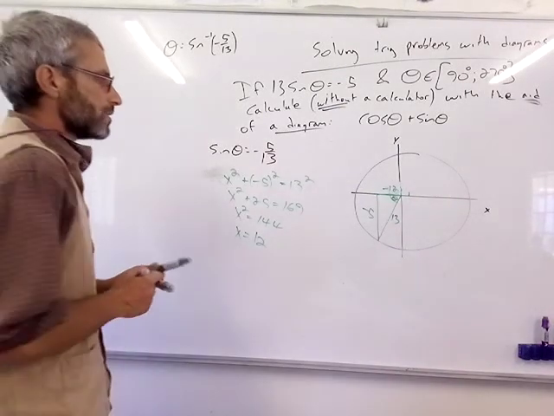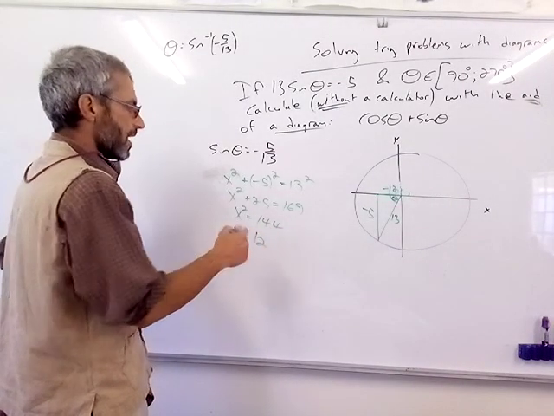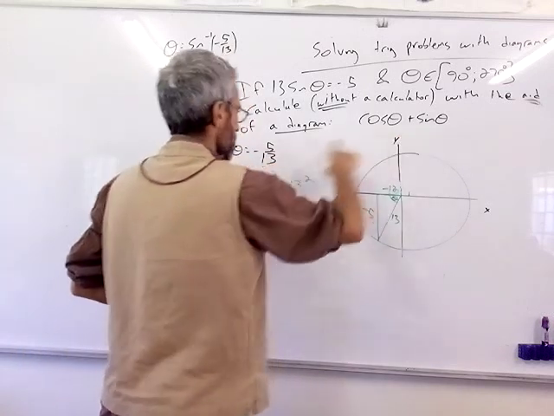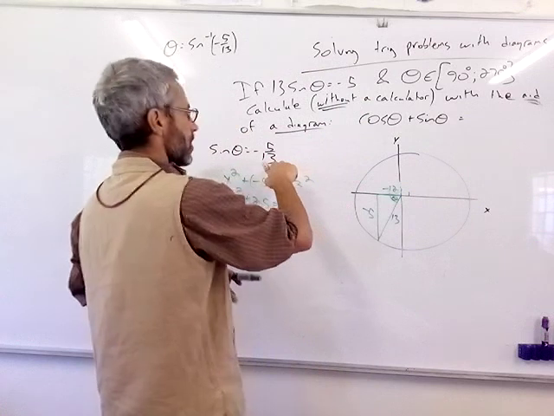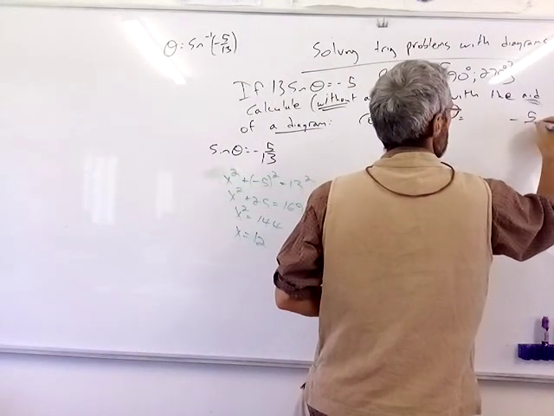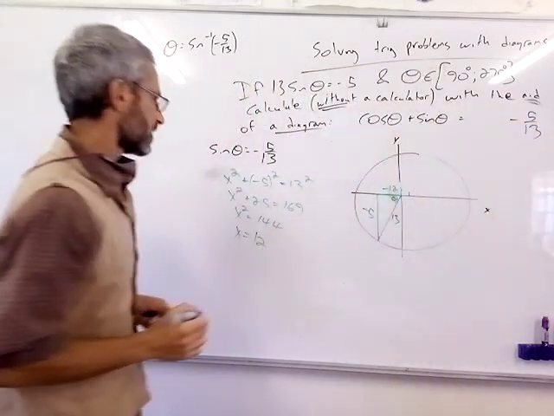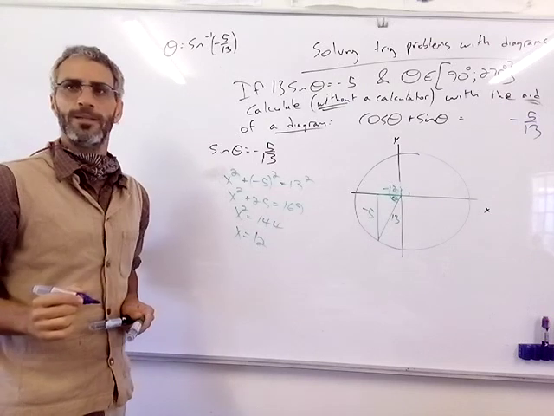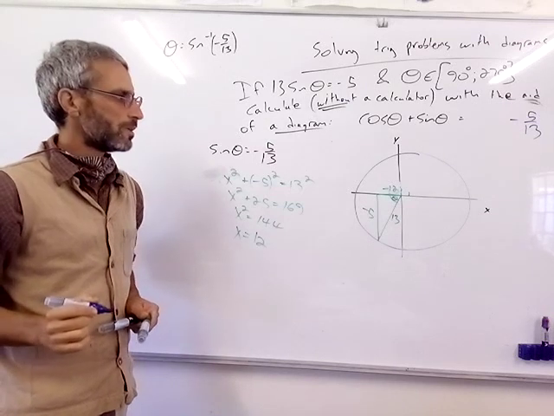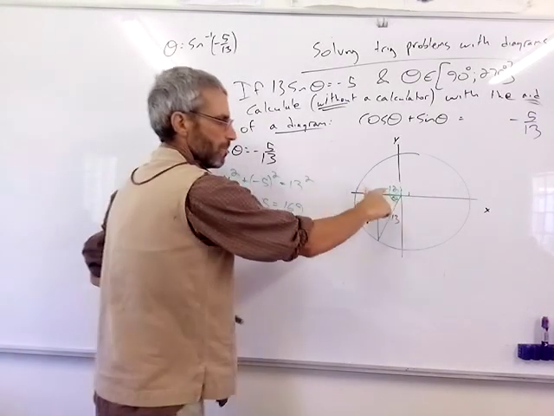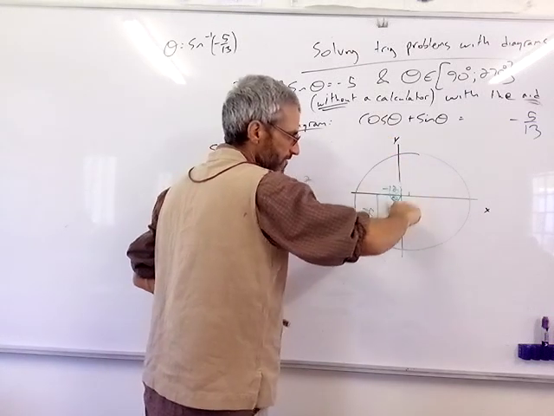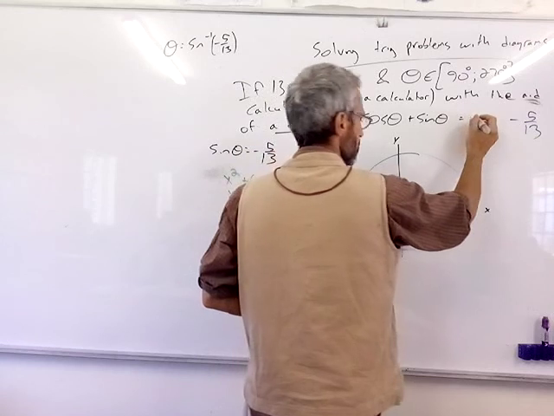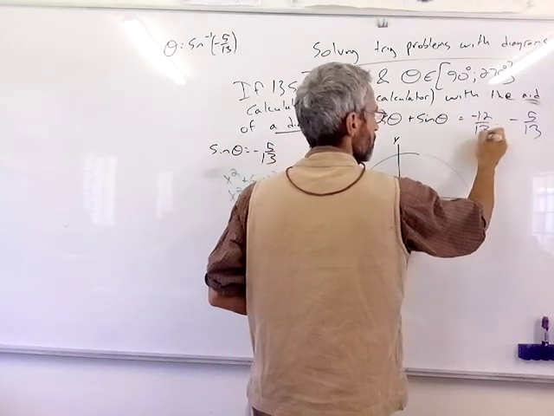So now I've got everything I need. I know sine theta is minus 5 over 13. I'm going to write it down here. Sine theta, I already know, is minus 5 over 13. I'm just missing cosine theta. What will be cosine theta? Yes, minus 12 over 13. Because what is cosine? It's adjacent divided by the hypotenuse. So it's going to be minus 12 over 13.